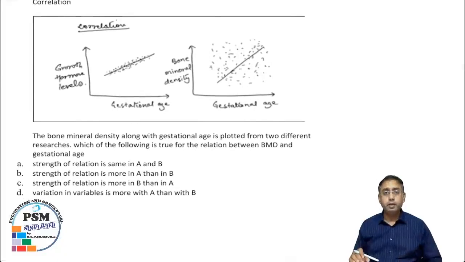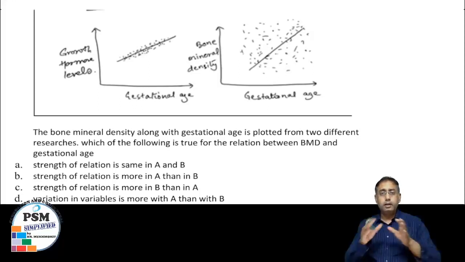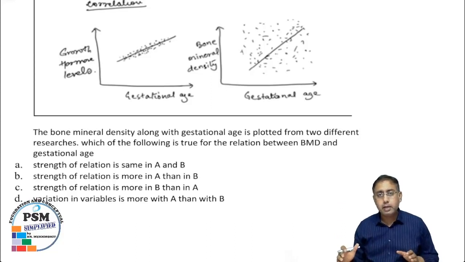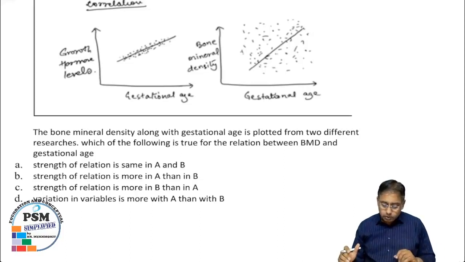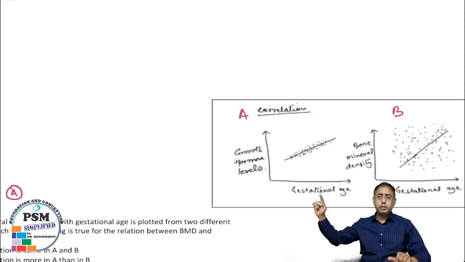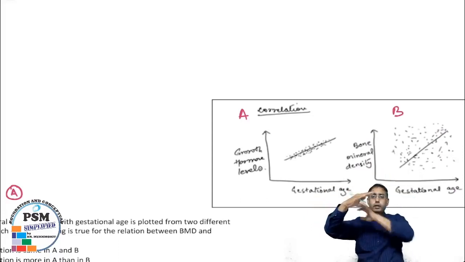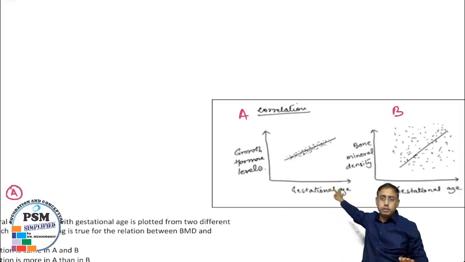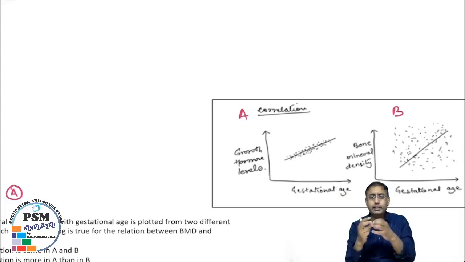Question number 5 was based on correlation. The bone mineral density along with gestational age was plotted in two different graphs given to you in your exam, and you need to find out which is more strongly associated. Let me call this A and this B. In graph A, the curve is something like this and the values are located just around the curve. That means they are very densely populated.